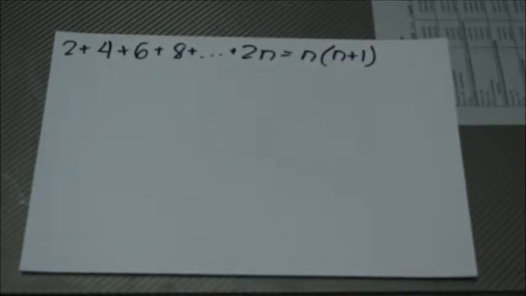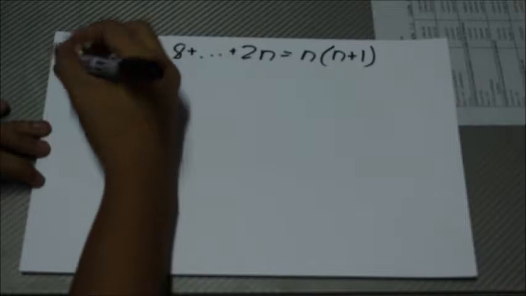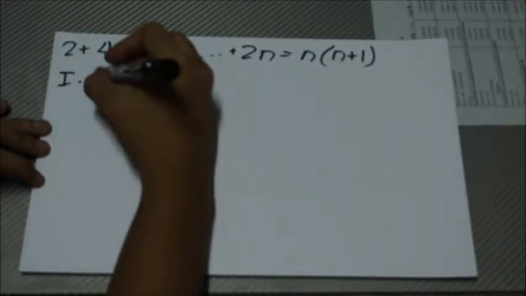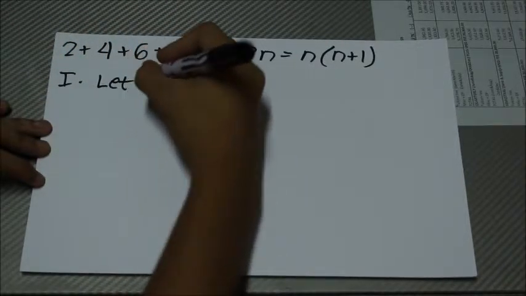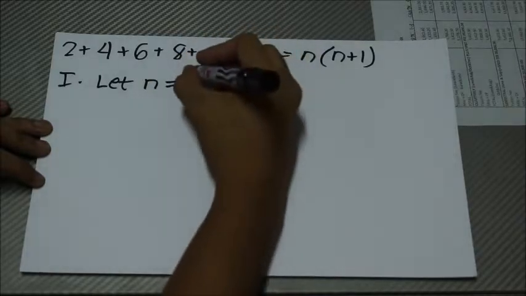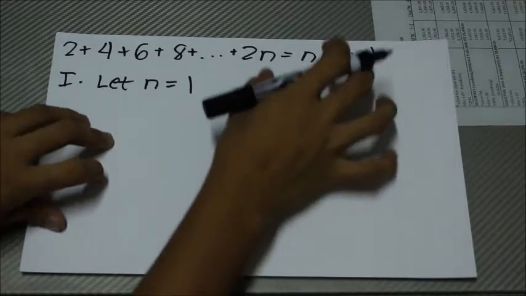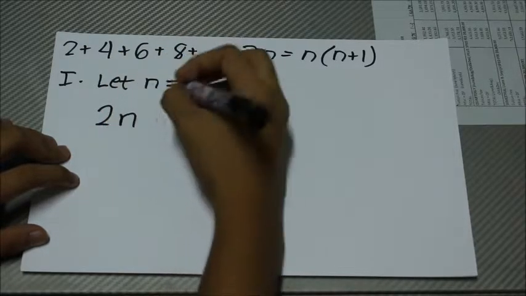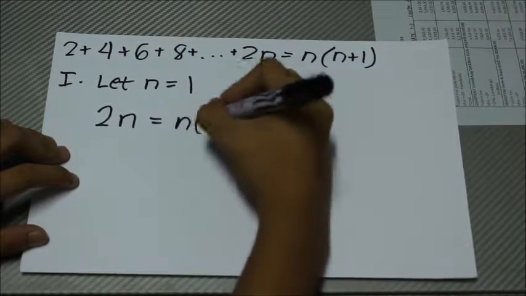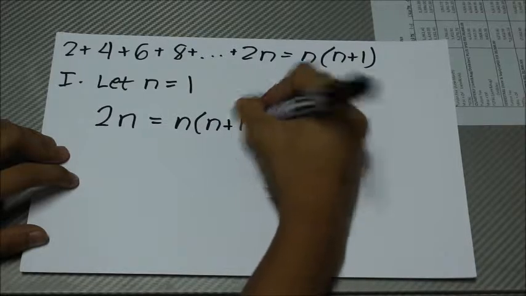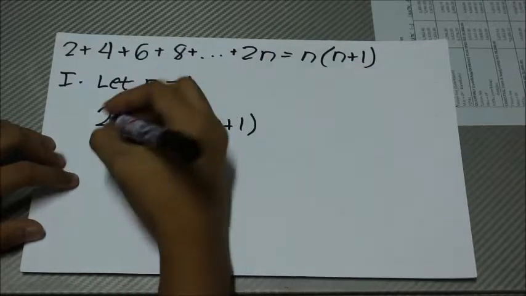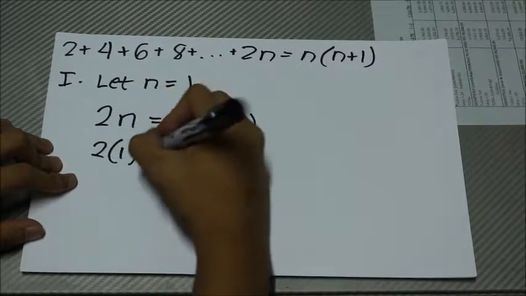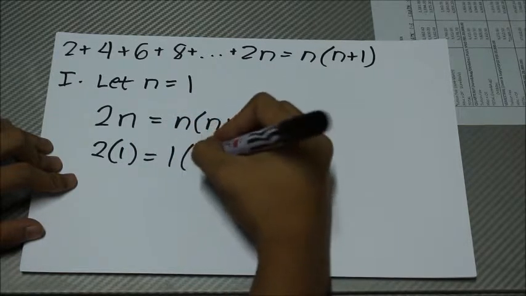So this is the second example. Let's do the basic step or the first step, where we're going to let n be equal to 1. So let's just copy the rule or formula. 2 times n is equal to n times n plus 1. Replace n by 1. 2 times 1 is equal to 1 times 1 plus 1.